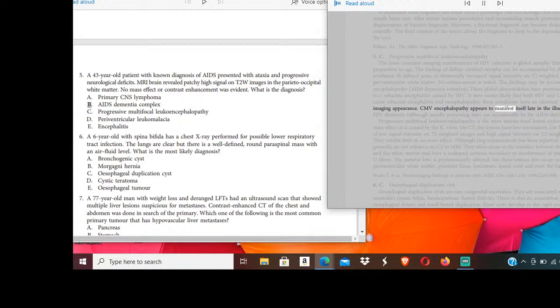CMV encephalopathy appears to manifest itself late in the illness, whereas HIV dementia, although usually presenting late, can occasionally be the AIDS-defining illness. Progressive multifocal leukoencephalopathy is the most serious focal lesion without significant mass effect. It is caused by the JC virus. On CT, the lesions have low attenuation. On MRI, they are of low signal intensity on T1 weighted images and high signal intensity on T2 weighted images.